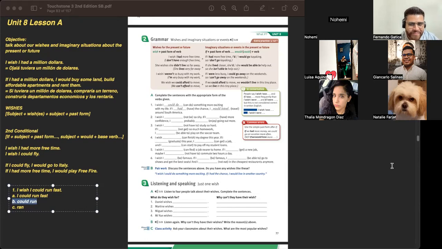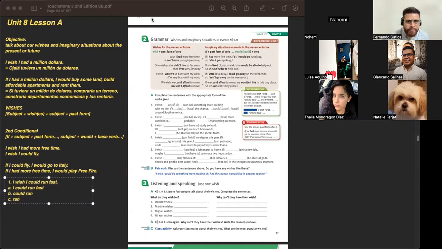Because it doesn't. I say it in English, Lily. It doesn't have a subject, right? Yeah. And the same thing with letter C, right? Doesn't have a subject. So "I wish I could run fast" is the correct thing.